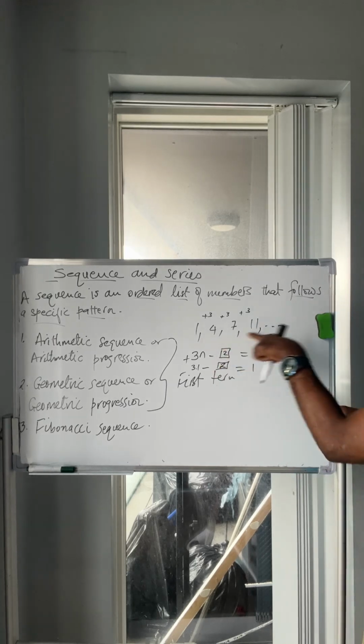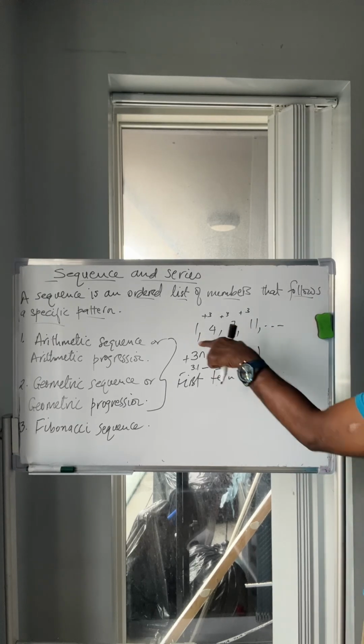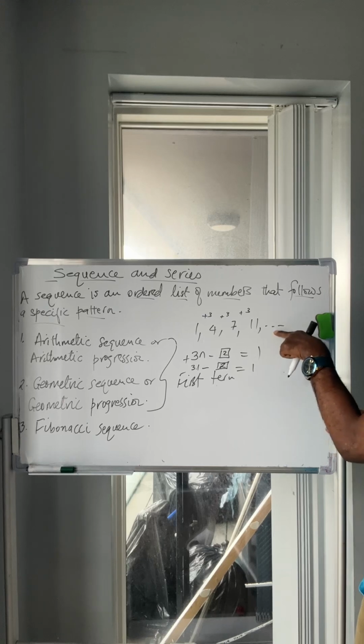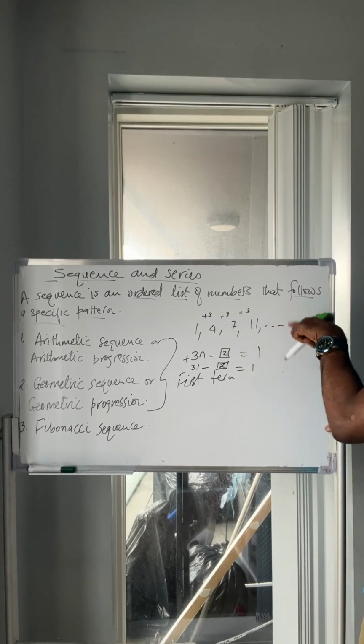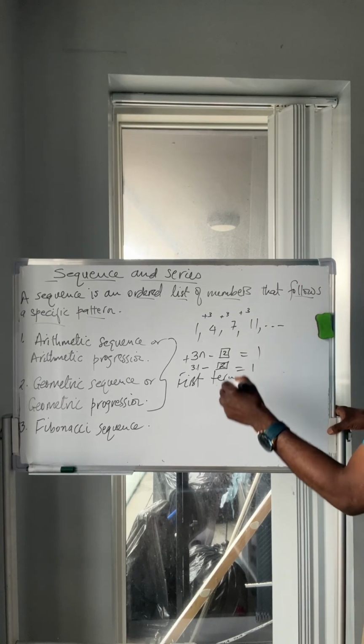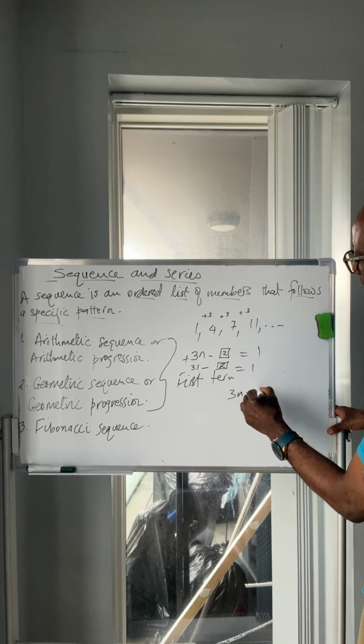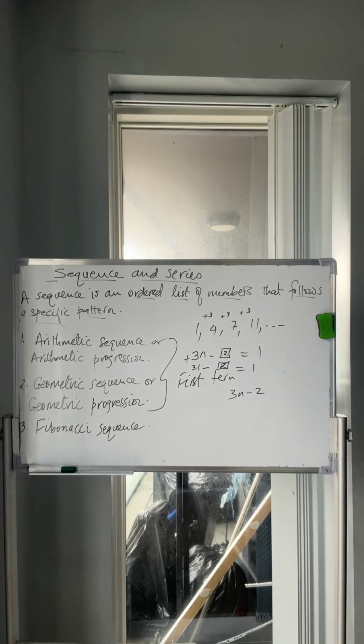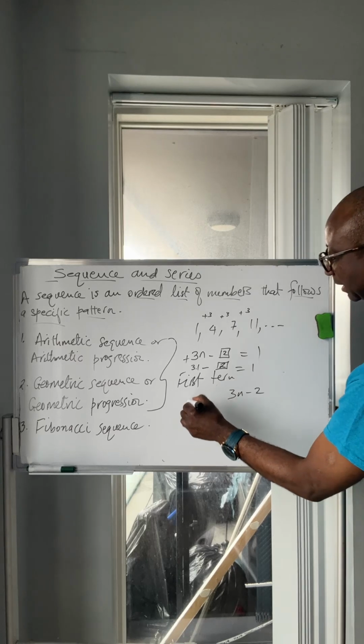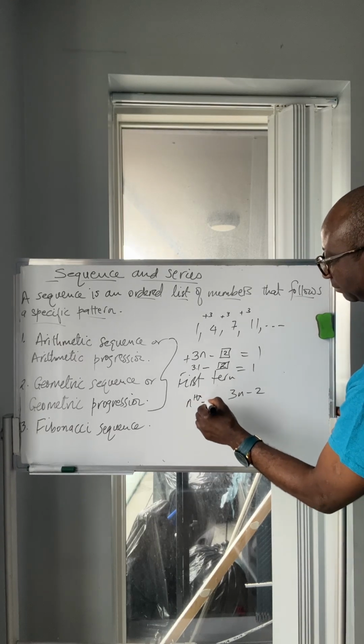So your nth term for this sequence, these numbers here, to find whatever the next term will be, is going to be 3n minus 2. So we call this the nth term.